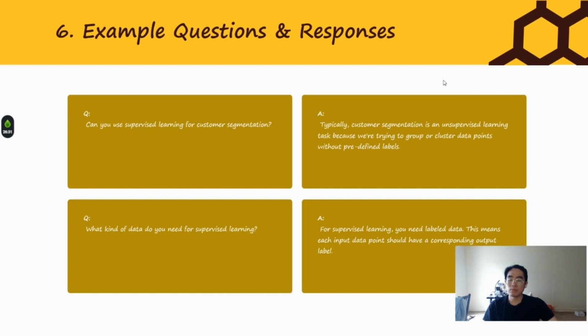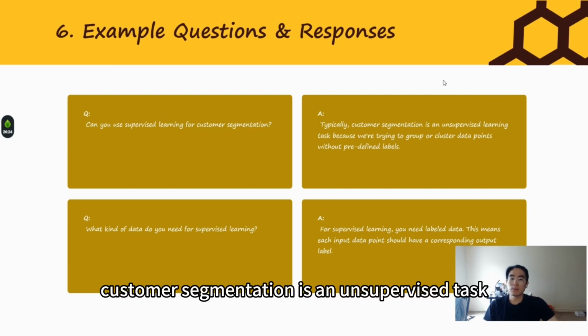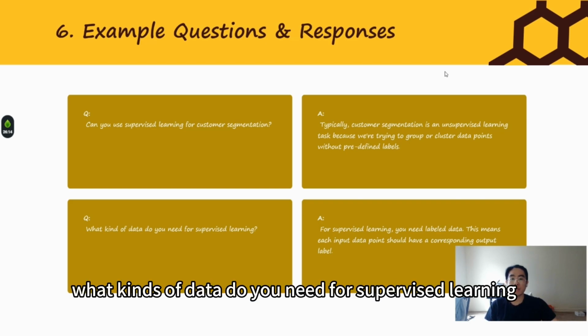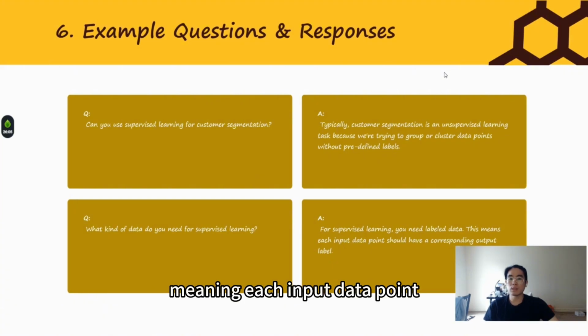For example, can you use supervised learning for customer segmentation? Typically, customer segmentation is an unsupervised task, as we aim to group data points without pre-existing labels. Another popular question is, what kind of data do you need for supervised learning? And the answer: for supervised learning, labeled data is essential, meaning each input data point has a corresponding label.